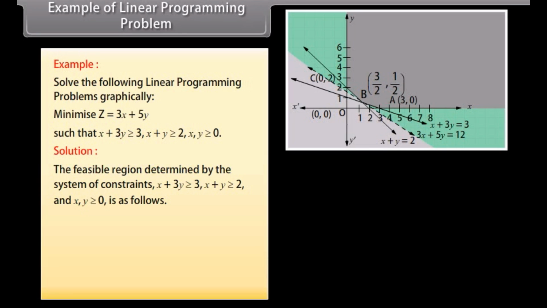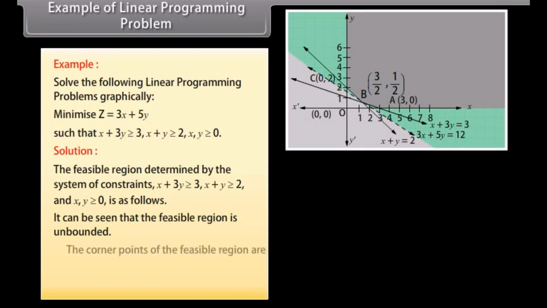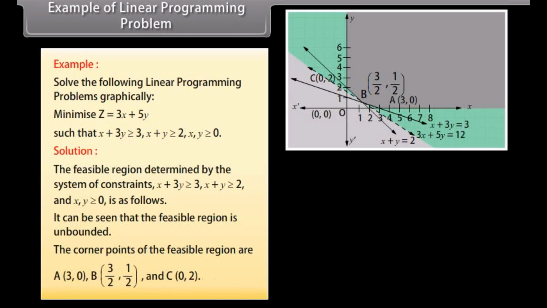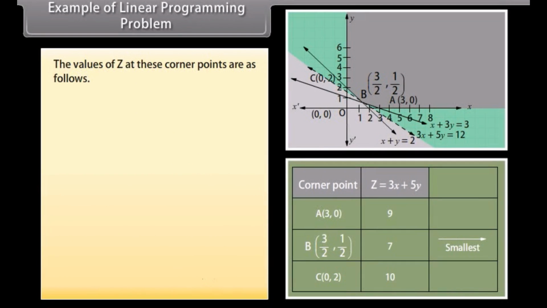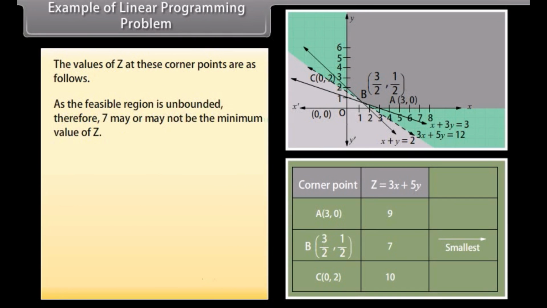It can be seen that the feasible region is unbounded. The corner points of the feasible region are A(3,0), B(3/2, 1/2), and C(0,2). The values of z at these corner points are as follows. As the feasible region is unbounded, therefore 7 may or may not be the minimum value of z.